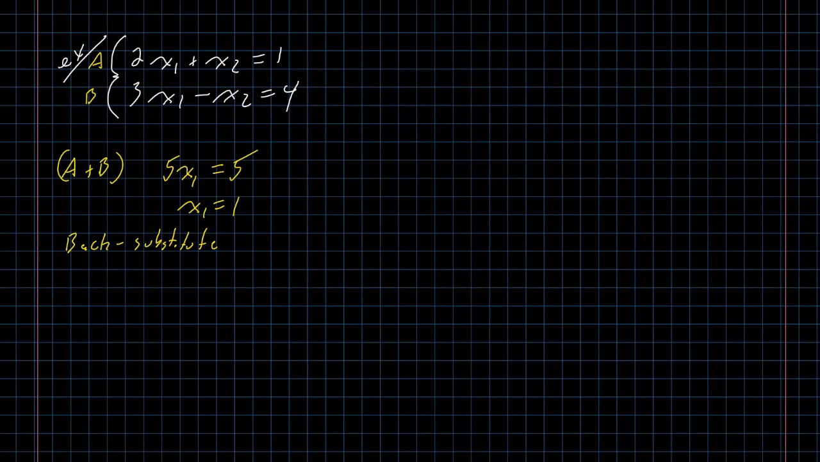Then we use a process called back substituting. We take that value of x1, we plug it back into one of the equations we started with. How about equation A? And we have 2 times x1, which is 1, plus x2 is equal to 1. Do that multiplication. It's very simple. Subtract 2 from both sides. We get that x2 is negative 1.